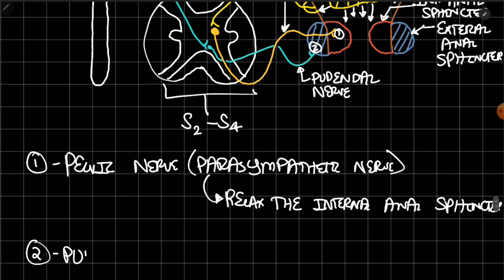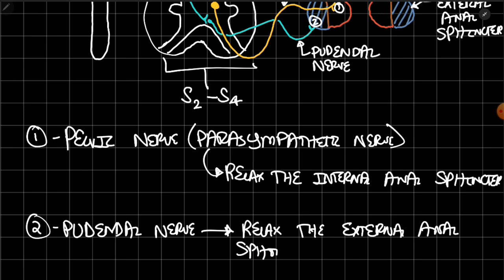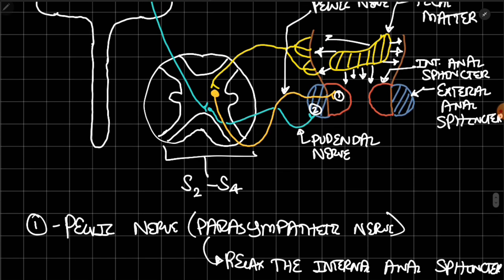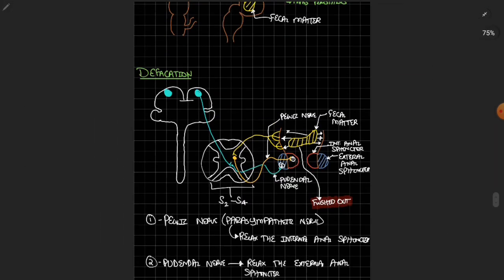The pudendal nerve will relax the external anal sphincter, and once both the sphincters are relaxed, our fecal matter can come easily out of the body and it is flushed out. And this ends the story of the eaten paneer to a feces. So this was all about defecation.